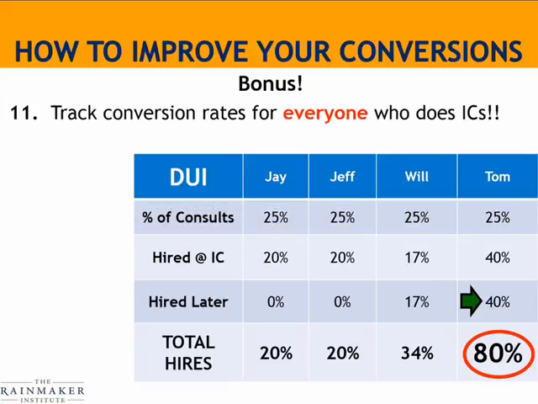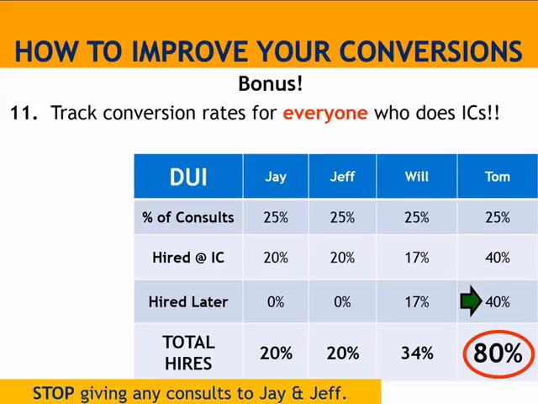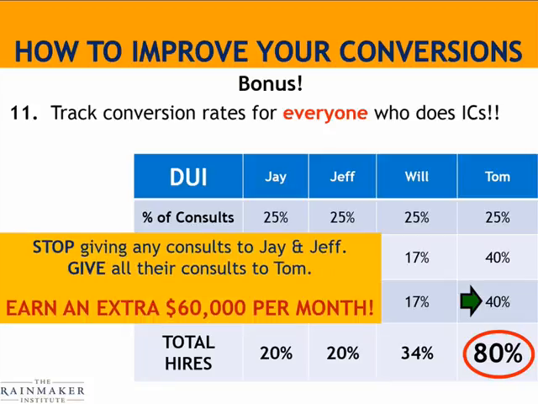So here's what we found out. Unfortunately, they were round robining the leads, which means Jay would get one, then Jeff, then Will, then Tom, then Jay, then Jeff, then Will, then Tom, just kind of round robining the leads. And so our recommendation to them was this: stop giving any consultations to Jay and Jeff, give all of their consultations to Tom, and based on their average client value and the number of leads that they were getting, they would earn an extra $60,000 a month without spending any more money. They were able to generate an additional $60,000 a month, which is $720,000 a year.